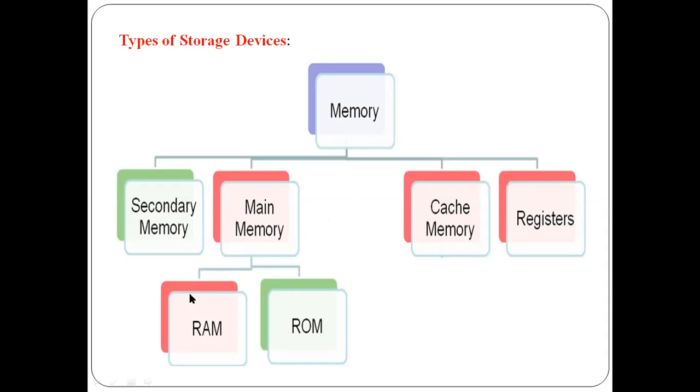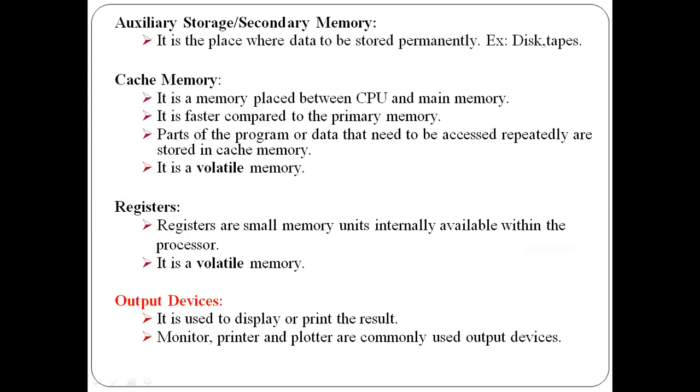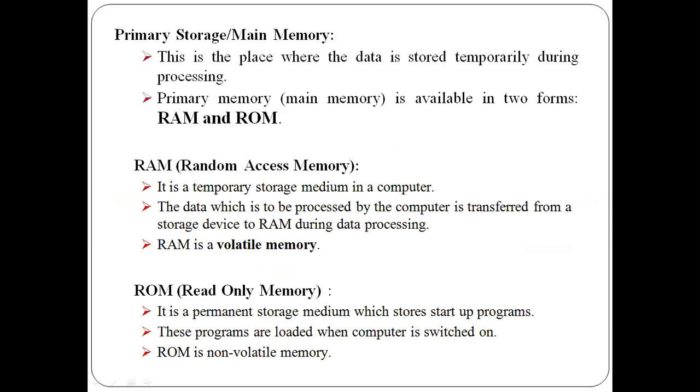So main memory consists of RAM and ROM, secondary memory, cache memory, and registers. Now these are all the points. Okay, so as I have told you, under the main memory we get RAM and ROM. RAM is random access memory, and we all know it is a temporary memory and it's a volatile memory. ROM, read only memory, is a permanent storage medium, it's a non-volatile memory.